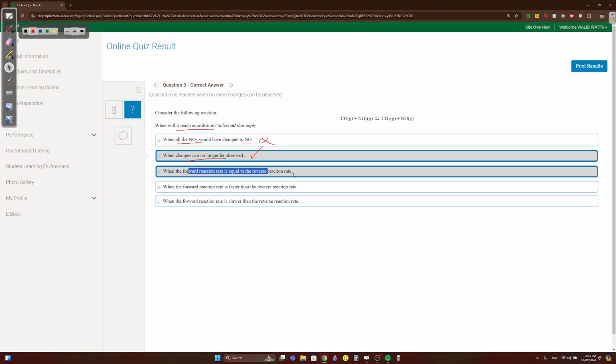Oh yeah, it's actually here. I didn't see that one. When the forward reaction is equal to the reverse or backward reaction. When the forward reaction is faster, definitely not. When the forward is slower, definitely not.